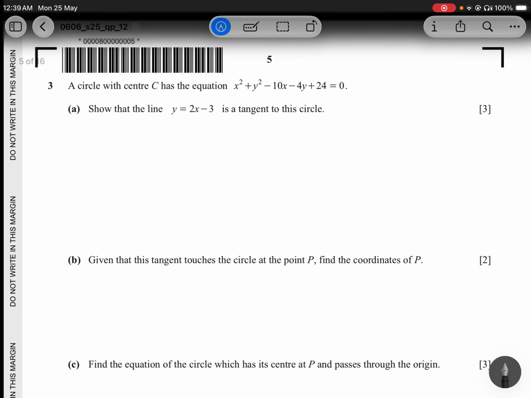Another question, number 3. A circle with a center C has the equation given, and this line is a tangent to the circle. I need to show that this straight line is a tangent of this circle. That means they will have a single solution, only one touching point.